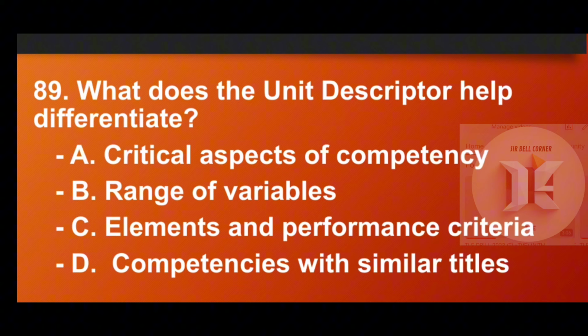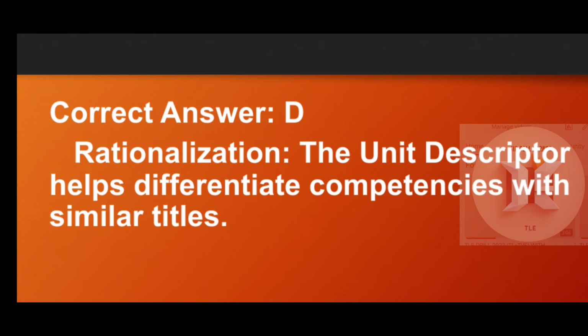89. What does the unit descriptor help differentiate? A. Critical aspects of competency. B. Range of variables. C. Elements and performance criteria. D. Competencies with similar titles. D. Rationalization. The unit descriptor helps differentiate competencies with similar titles.